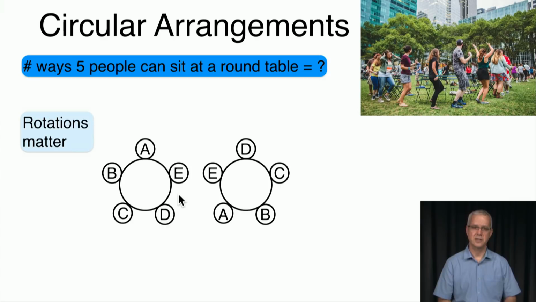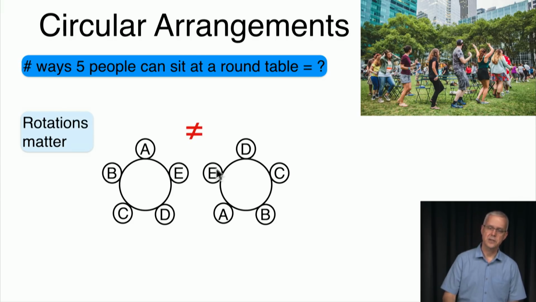In these 2, everyone sits next to the same people on the left and the right, but do you consider them different? If you consider these 2 arrangements different, then we're back to counting things on a line, because you have 5 possibilities to put here, times 4, times 3, times 2, times 1. So you'll get 5 factorial, or 120.